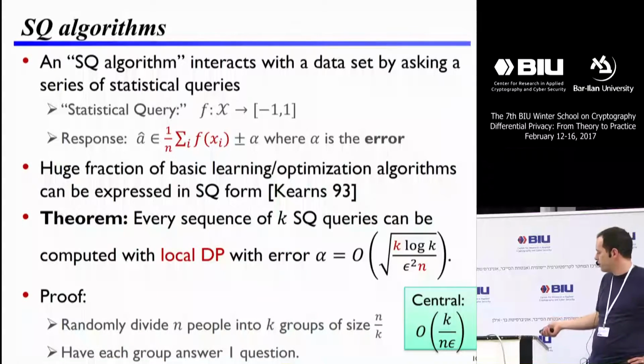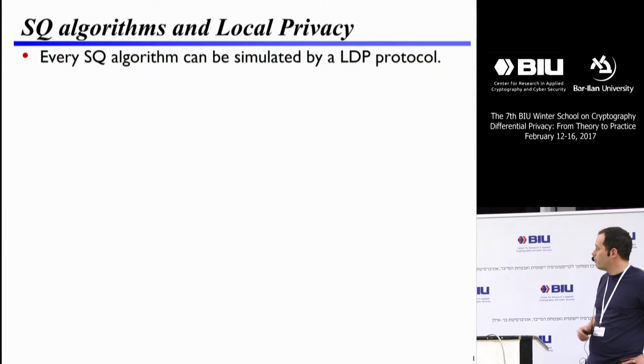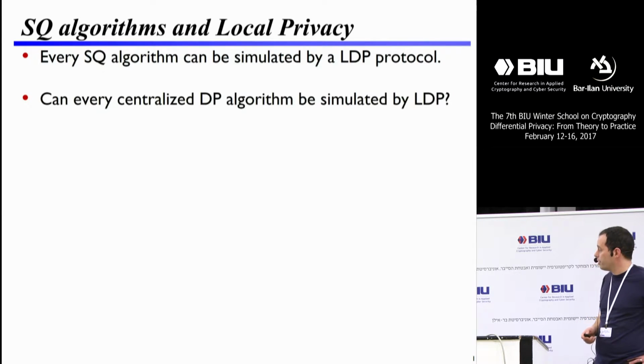Oh yeah, in the central model we can do a little better than that. We get more like k over n epsilon. Okay, so every SQ algorithm can be simulated via a locally differentially private protocol.